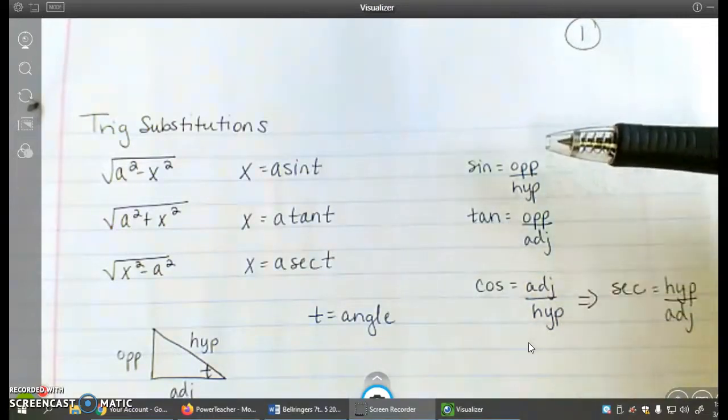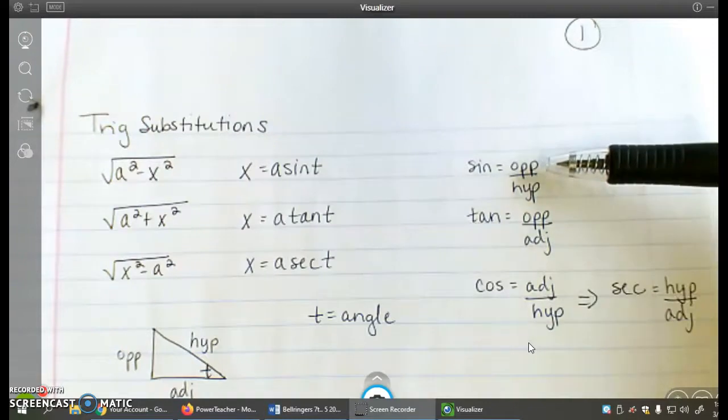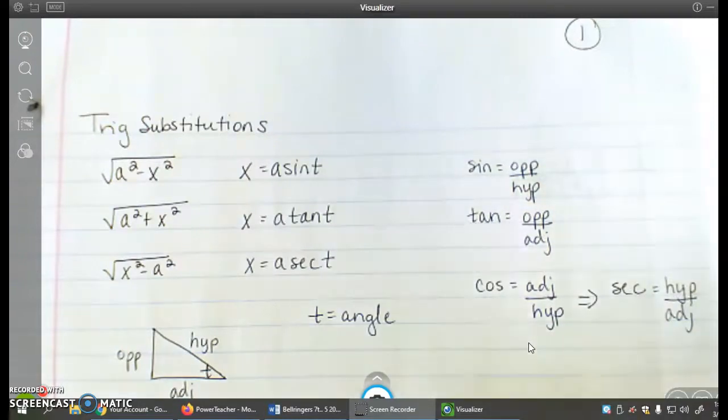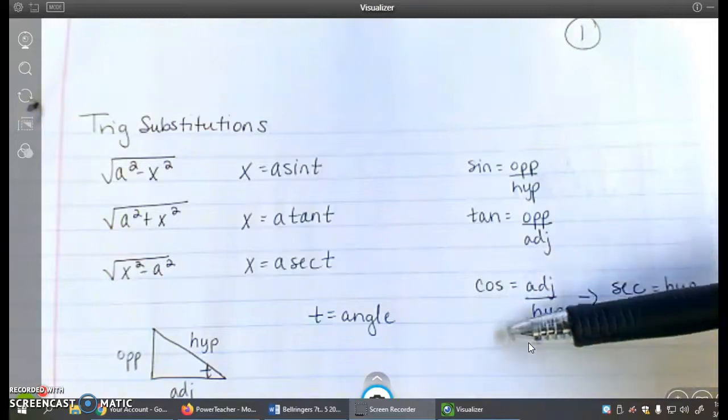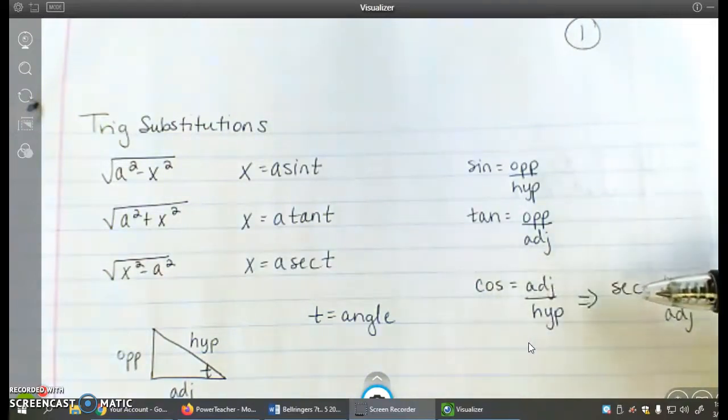This is SOHCAHTOA, so sine is opposite over hypotenuse, tangent is opposite over adjacent, cosine is adjacent over hypotenuse, and although we won't need cosine, we do need secant. And secant, you do flip that and make it hypotenuse over adjacent.